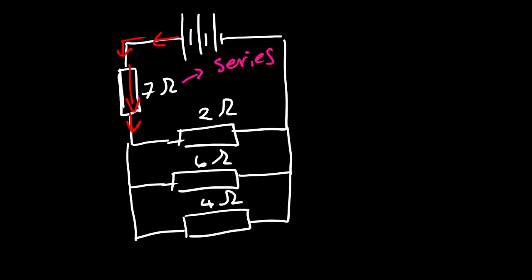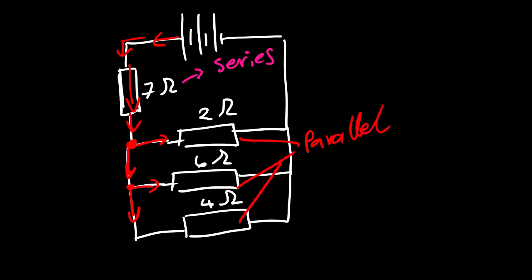Now continuing with the direction of the current, when it reaches this junction, before it goes to this resistor, there is a junction or a branch. So it will split, another branch, it splits. So these 3 resistors, they are connected in parallel.